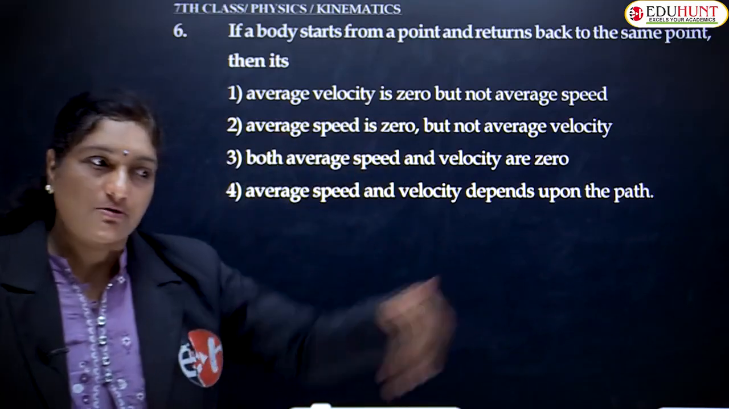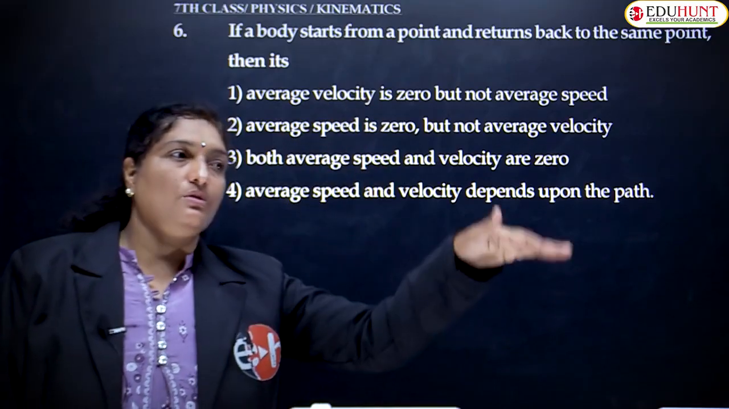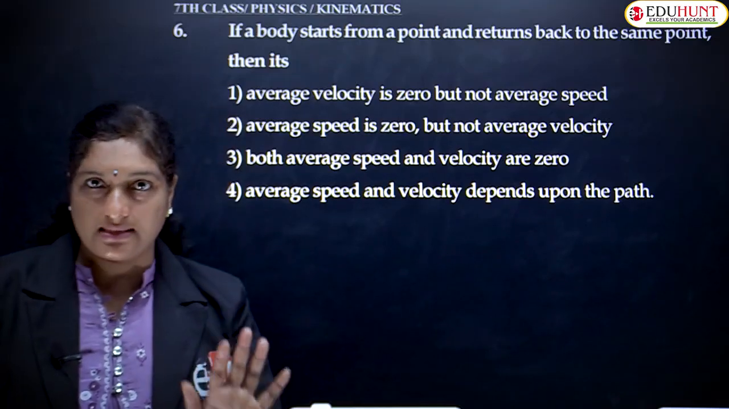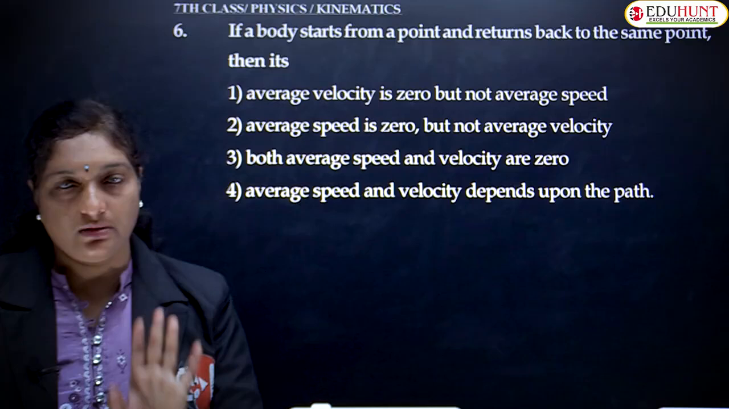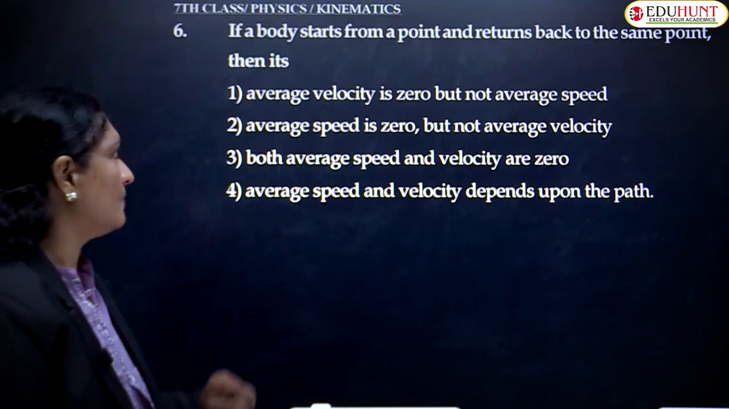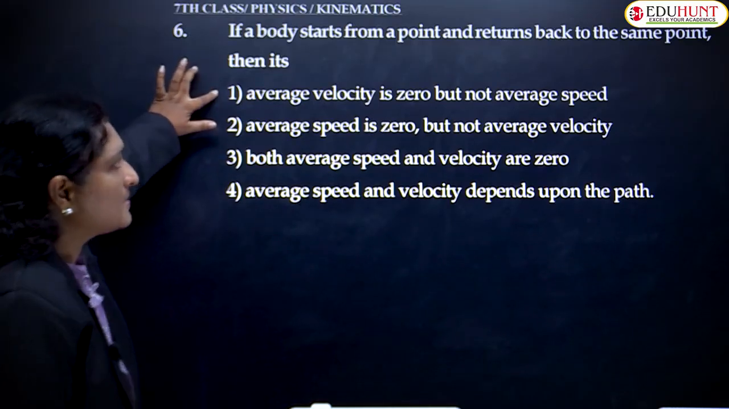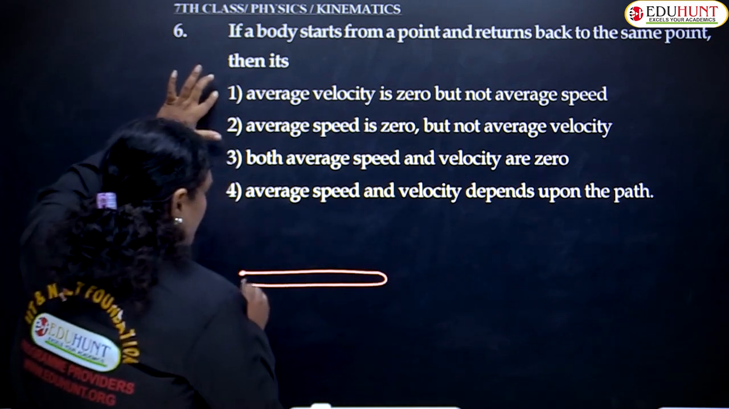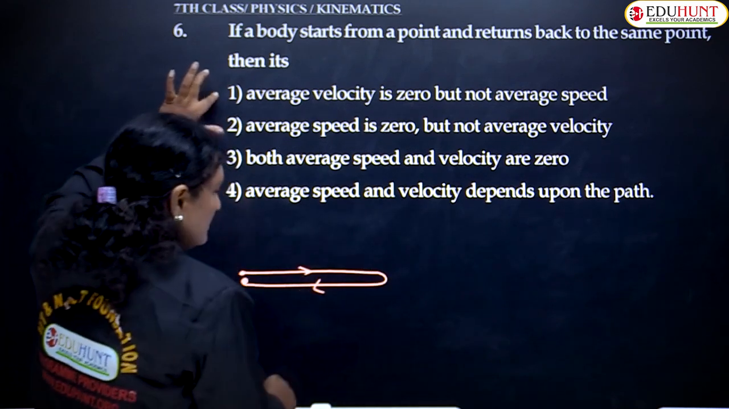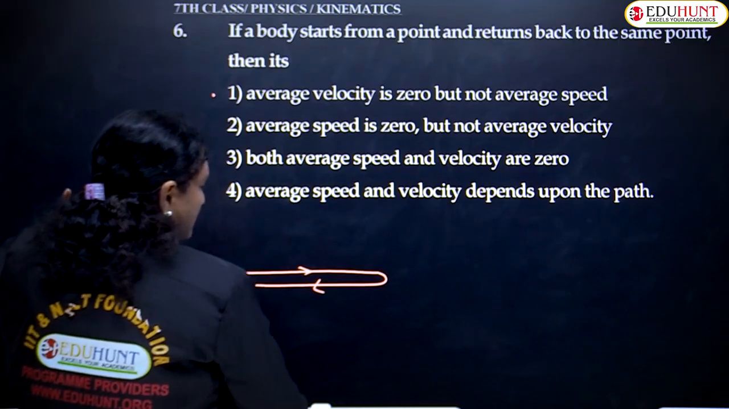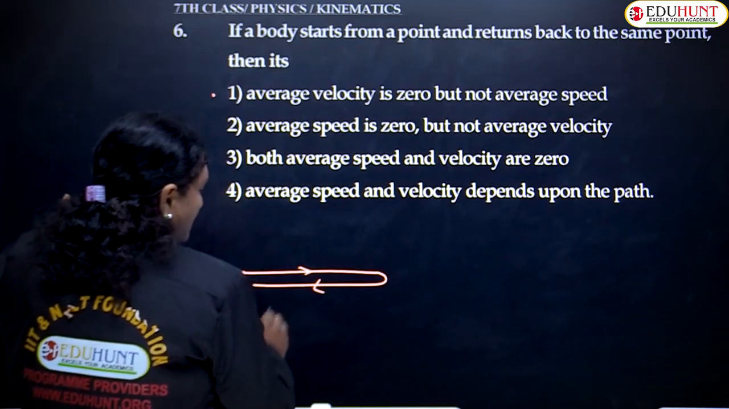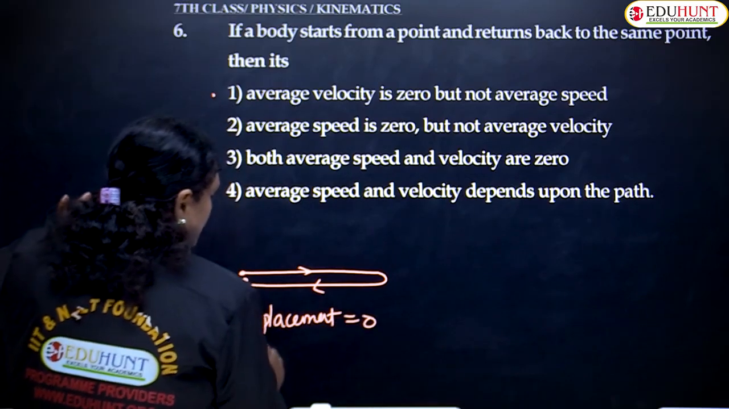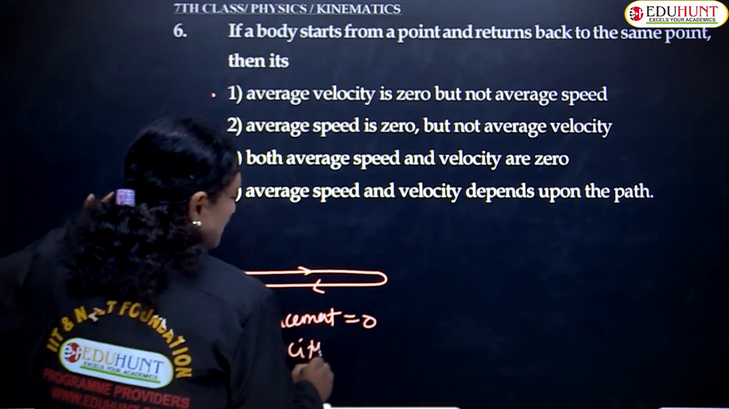But for speed, there are two different lengths, from initial position and again coming back. Some distance it has covered, so some distance exists. So speed is also there. So speed is not equal to 0. So if a body starts from some point and returns to the same position like this and like this, then displacement is 0. If displacement is 0, it clearly indicates that average velocity is also equal to 0.